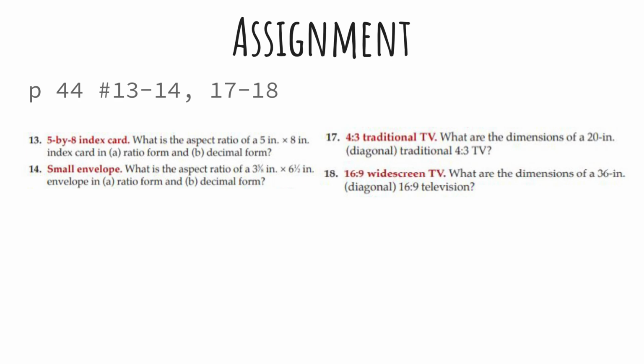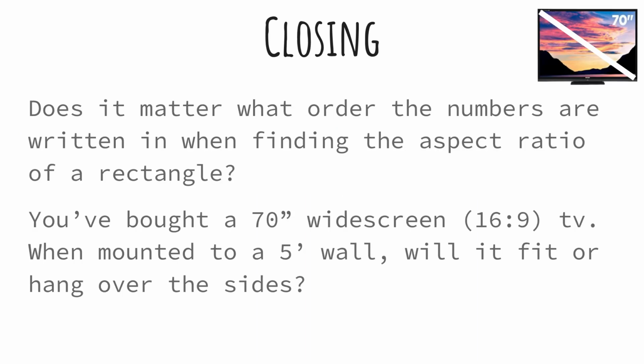All right, in closing, you're going to work on these 4 problems for your assignment, and you're going to enter your answers in Moodle. But I also want to throw these thoughts out at you at the end here. Does it matter what order the numbers are written in when finding the aspect ratio of a rectangle? I want you to think about that and write it down in your notes. And then, you've bought a 70-inch widescreen 16 by 9 TV. When mounted to a 5-foot wall, will it fit or will it hang over the sides? I want you to take what you learned with the Pythagorean theorem and figure out if it will fit on that wall.